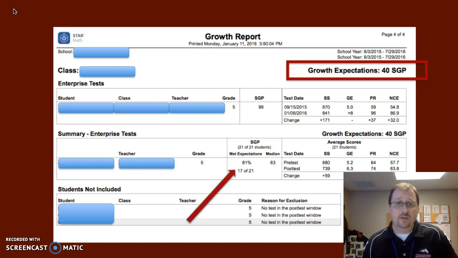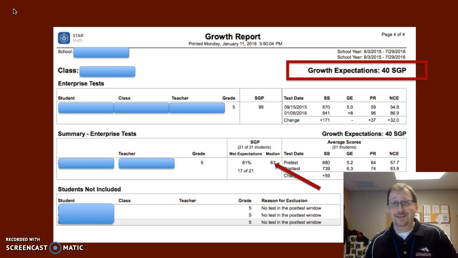In this particular 5th grade classroom, 81% of the students either met or exceeded that SGP of 40. The median SGP for the class in this case was 63. So in relation to the growth expectations that we have set from a district standpoint, this classroom exceeded that, and 81% of the students actually saw more than that SGP of 40.